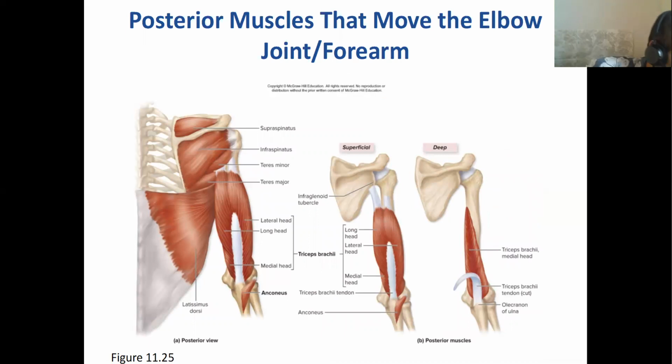As far as extension is concerned, moving the arm the other way like that, the prime agonist or extensor here, of course, is your triceps brachii, but also the anconeus, this muscle here, that also helps. It's a synergist. It helps the triceps extend the arm as well, as you can see.